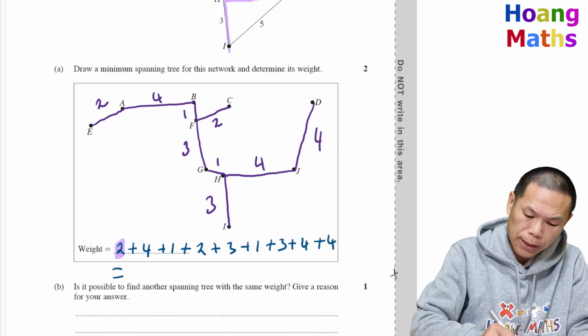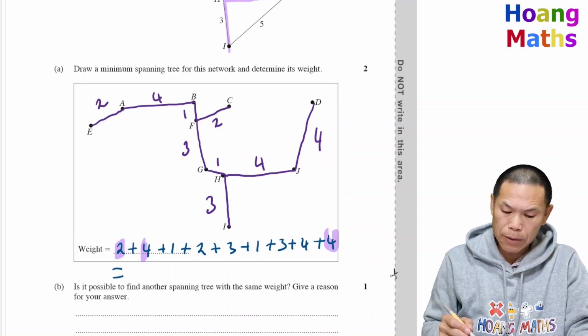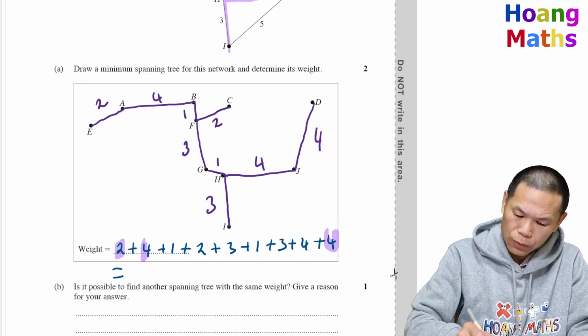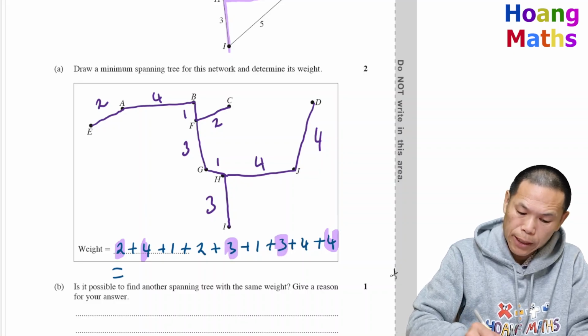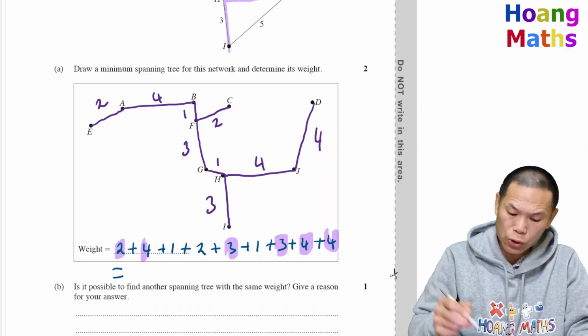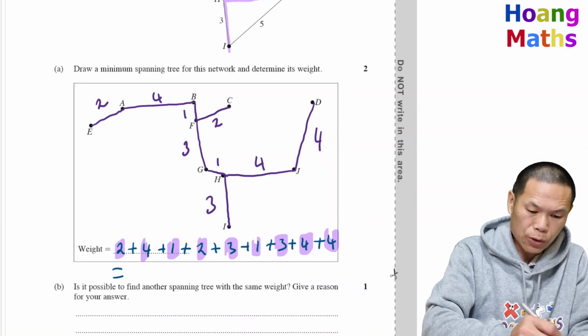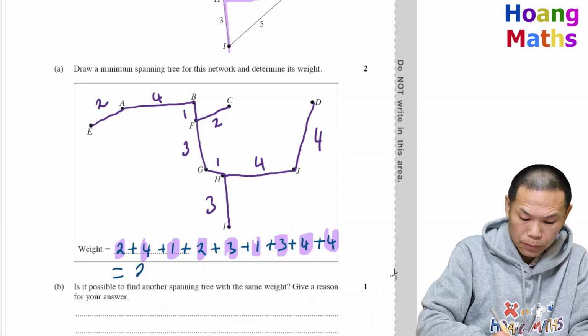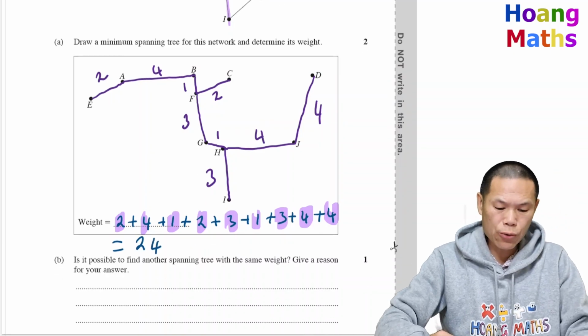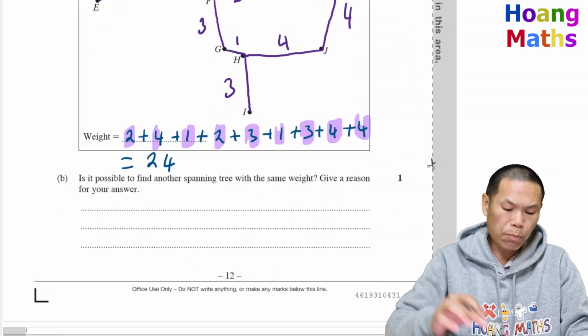So this gives me 6, add this, gives me 10. So these two give me 6, add another 4, 10. So 20, 22, 23, 24. So the answer is 24. There you go. Now question B.